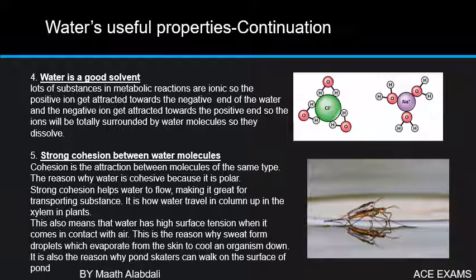This also means that water has a high surface tension. When it comes in contact with air, it has a high surface tension, and that is the reason why sweat forms droplets which evaporate from the skin to cool an organism down, which I talked about in the previous slide. And it's also the reason why pond skaters can walk on the surface of the pond, because water is cohesive, so it has high surface tension.